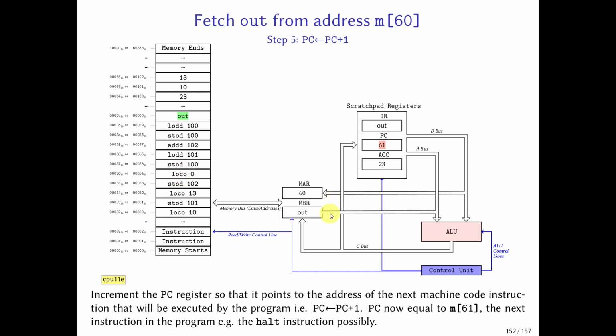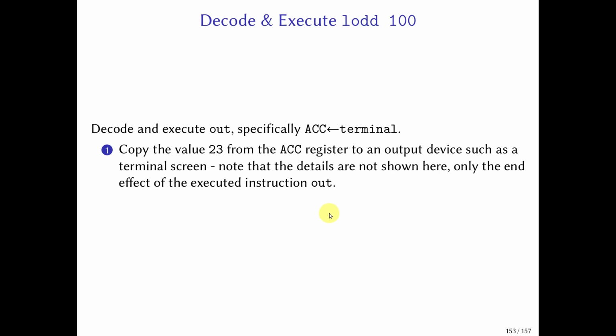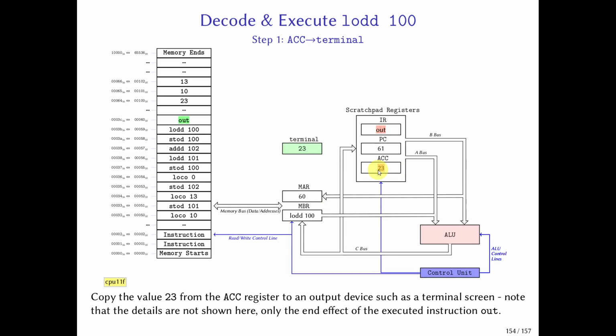Okay, so that's the fetch part of it, and then when we look at the decoding and executing phase, rather than getting into a lot of gruesome detail about printing out and so on, all I've said is that the way that the out machine code instruction works is that the value that is in the accumulator is sent to an output device where it can then be displayed. So you can see here that I've pretended that there is a terminal device, a little bit like our Linux screens or our DOS screen, and there you can see the 23 that was in the accumulator being printed out to the outside world as output that can then be read by a human.